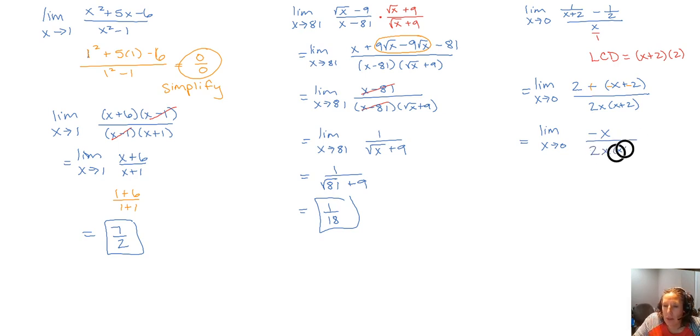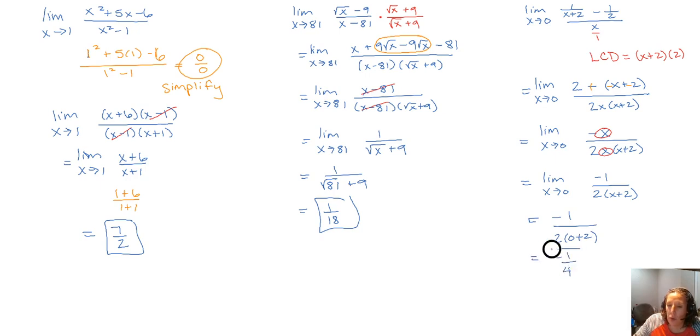We still have our denominator. We haven't done anything to it, but now we have that common factor of x. So we can divide top and bottom by x, and our fraction simplifies to negative 1 over 2 times x plus 2. Now we've gotten rid of that singularity in the denominator, and we can plug in. So we get negative 1 over 2 times 0 plus 2, or negative 1/4.